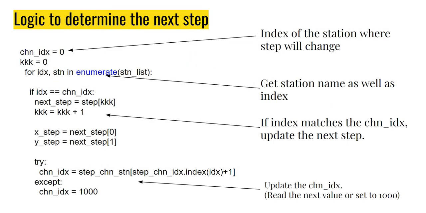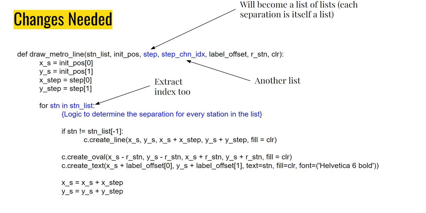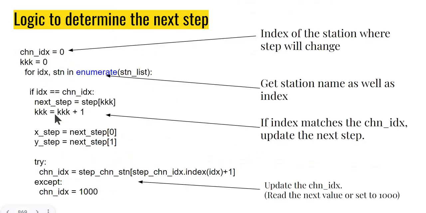Now, it turns out that in order to do something like this, I need to know not only the station name, but also the index of the station. Remember, when I'm doing for STN in STN list, I am basically looking only at the value of that list. But by using this function called enumerate, and I'll give you an example later on so it becomes clearer, I get not only the value, but also the index. Because here, remember, I'm passing the change index. So I'm going to say, okay, look, let me find out what is the index of the station that I'm presently at. So this enumerate will do that for me.